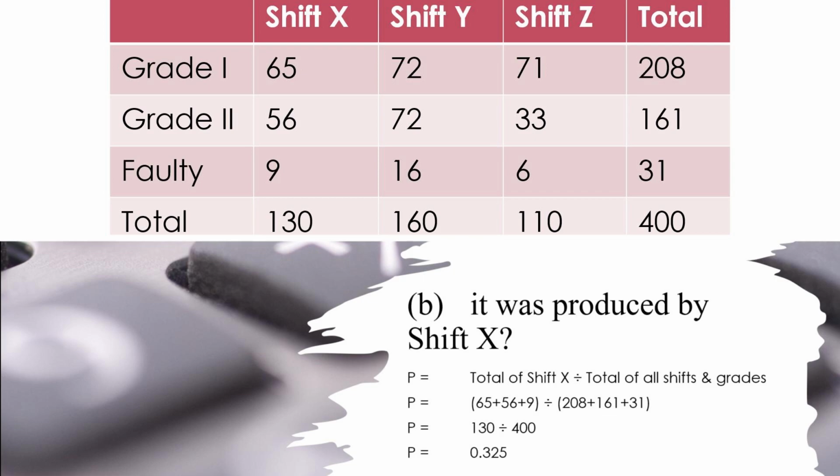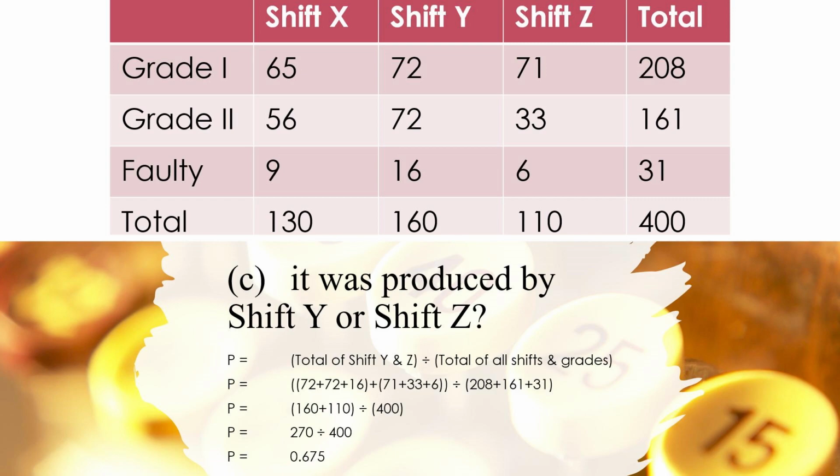So it means the probability that if we pick an item randomly, it was produced by shift X during a day is 32.5%.